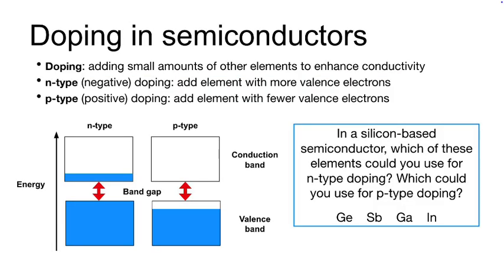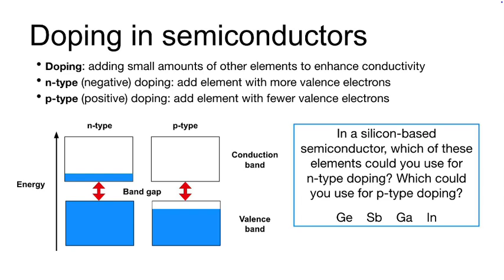Which then sets us up with doping. Doping is adding very small amounts of a different element to change the overarching properties. So it's going to enhance your conductivity in some form or another. So you can get what's known as N-type doping, N for, what's up there? Negative. So you're adding an element that has more valence electrons than your bulk material. If there's more electrons there, that's going to change its ability to conduct your electrons.